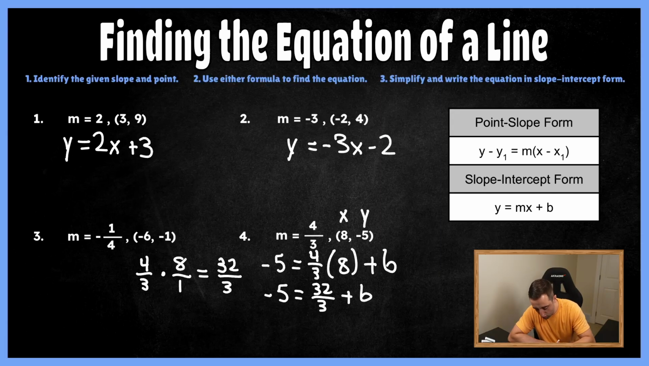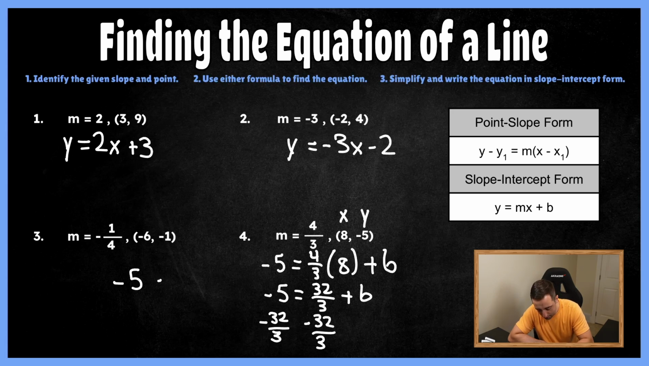And now we need to get b all by itself. So let's go ahead and subtract 32 over 3 on both sides. So minus 32 over 3. So we now have negative 5 minus 32 over 3. This cancels on the right side. And then we need to make 5 into a fraction that has a denominator of 3, which again we know is 15 over 3.